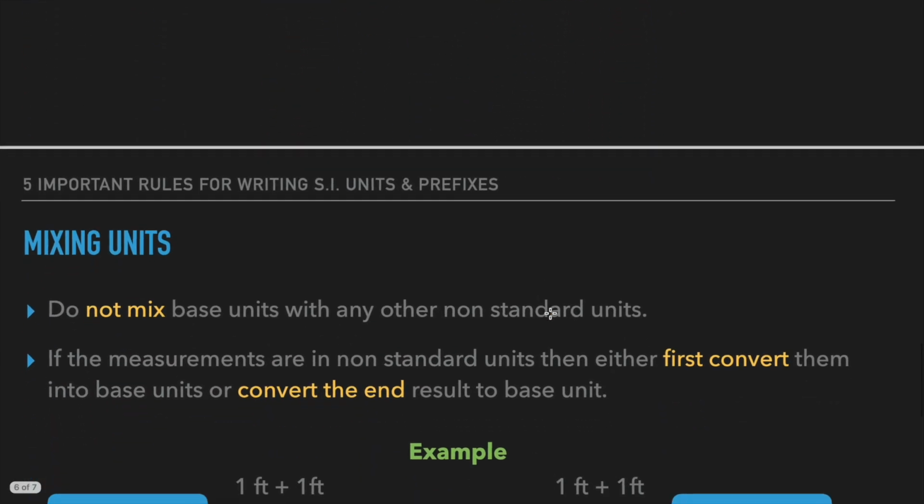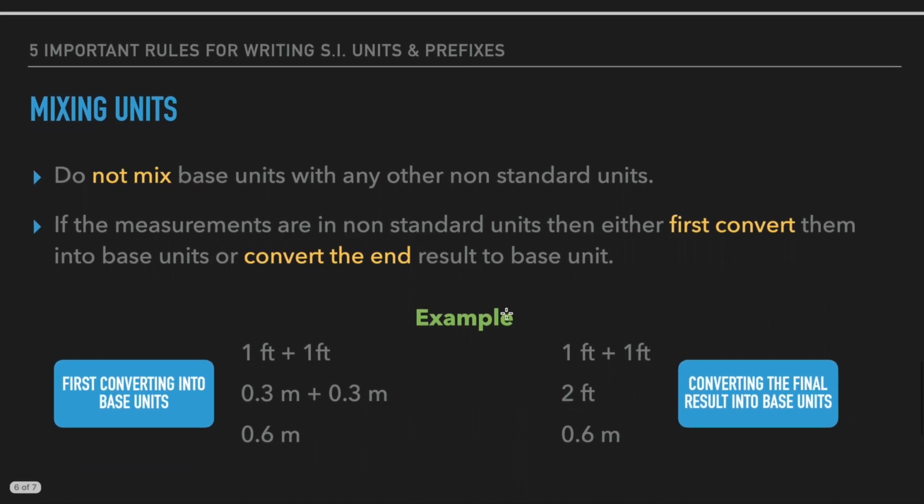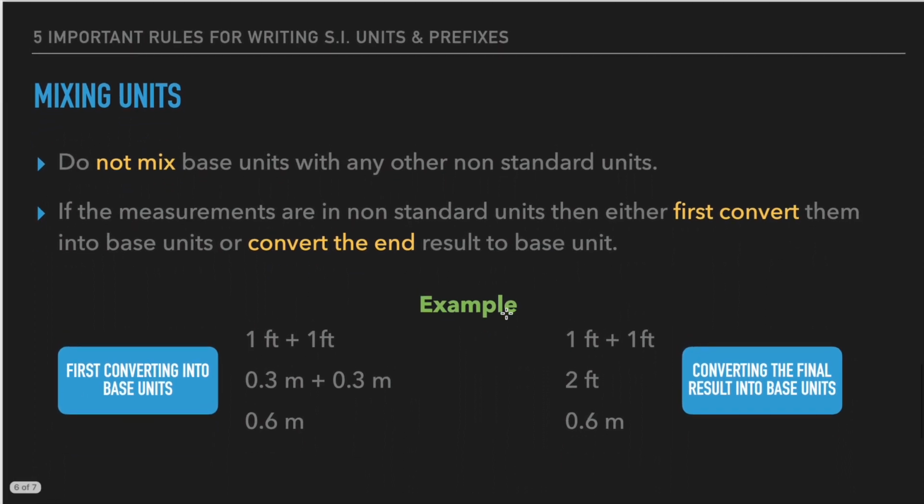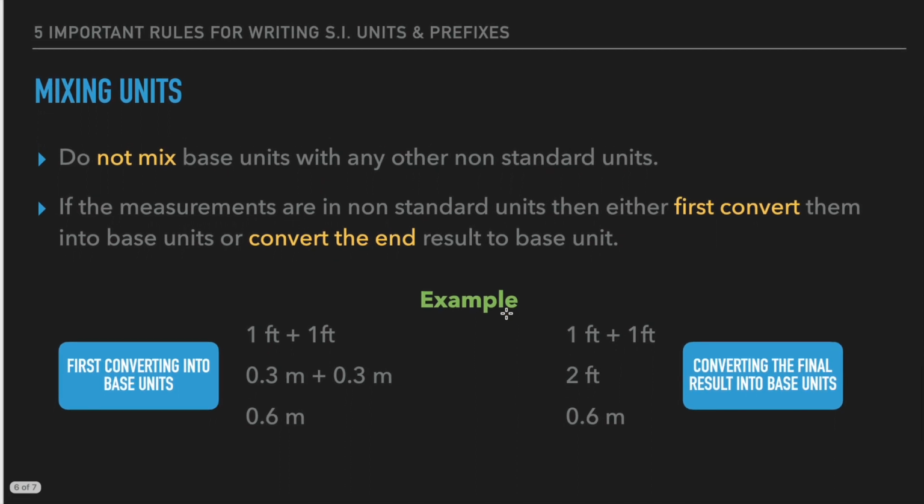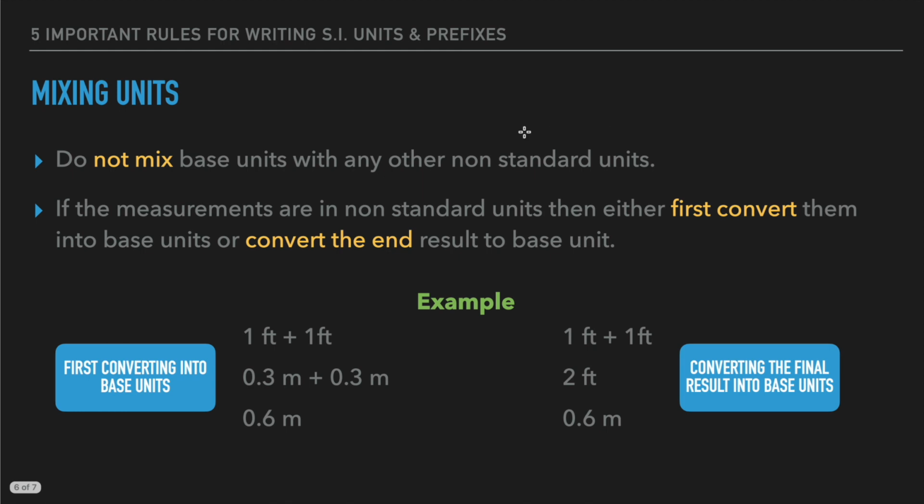Now on to the fourth one. Mixing units, mainly dealing with SI units and the standard units. So do not mix base units with any other non-standard units. Basically it's saying, hold up, do not mix the SI units with other non-standard units. For example, when we already know that the SI unit for length is meter, do not mix it with another unit of length which is not SI, like feet, etc.